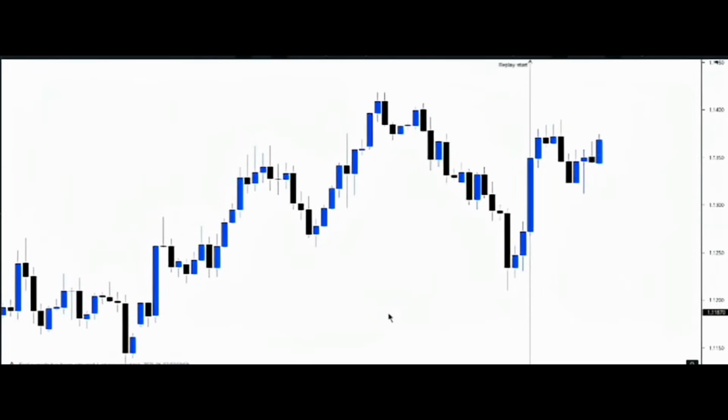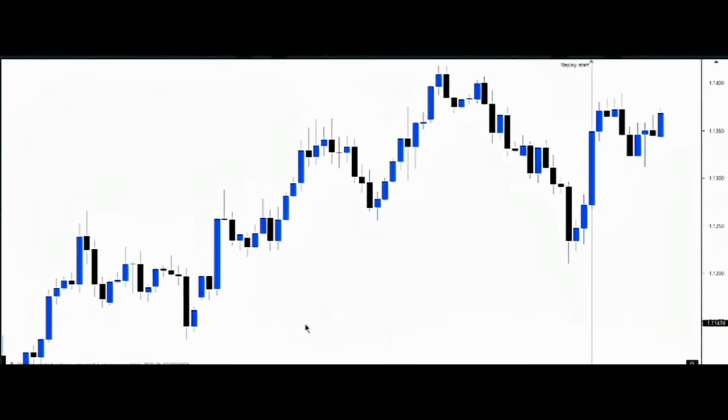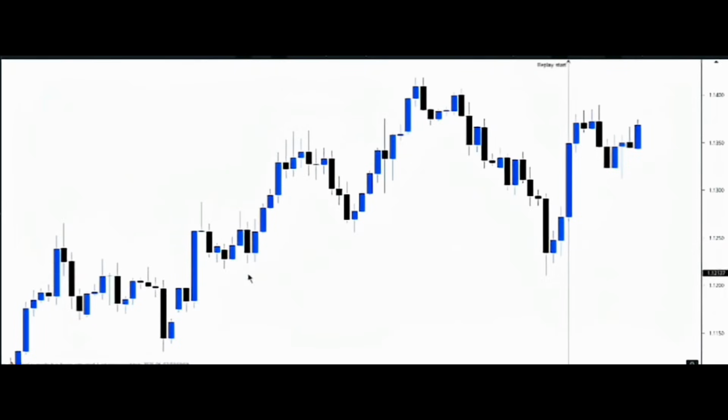Okay, so this is EUR/USD 4H time frame. The first rule I told you about is that you must be sure that the market is in a clear trend, whether it is a bullish trend or a bearish trend. As you can see this market here, if I ask you, is this market in a bullish trend or in a bearish trend? Of course, it is bullish.